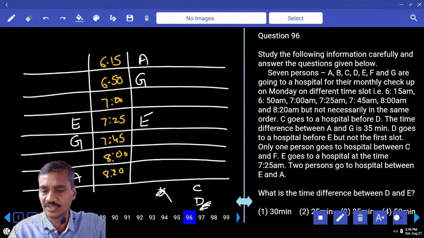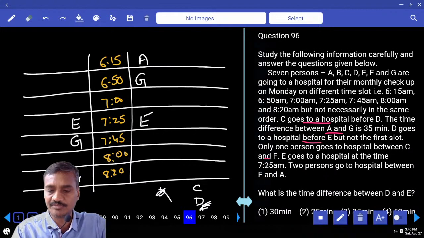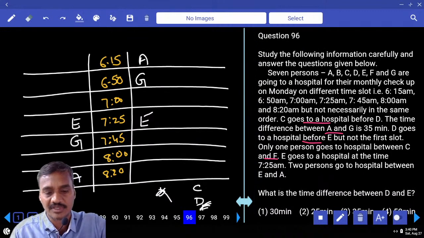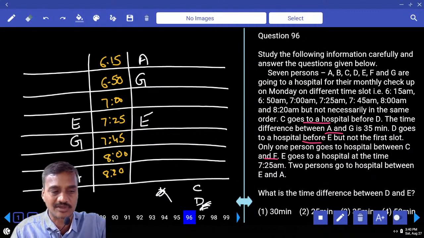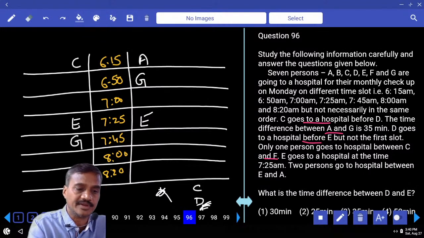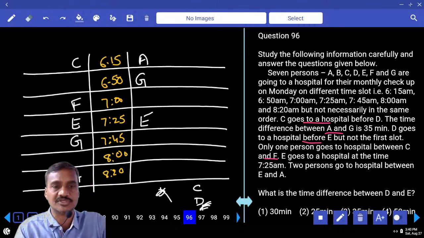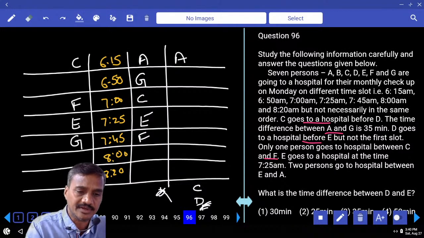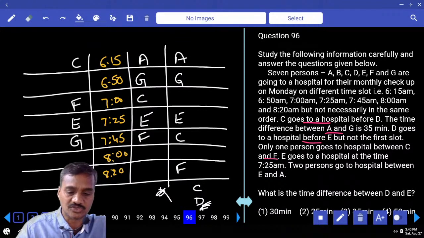Is there any other information? C is before D, D goes to a hospital before E but not the first, and only one person between C and F. Now between C and F there must be exactly one person. So C is here and F is at this place. This is the only possibility we have in this case. Between C and F can be like this, or the next case. A and G, E and C and F can be like this because there is only one person between these two.